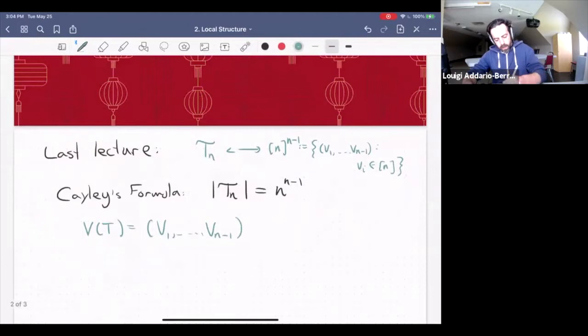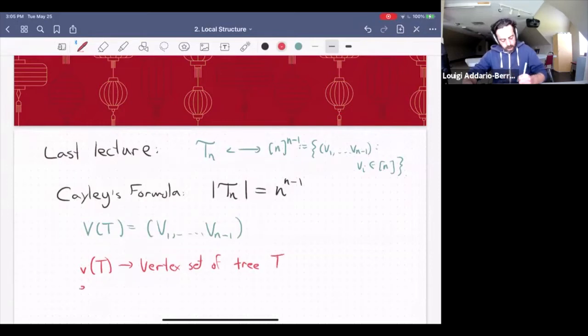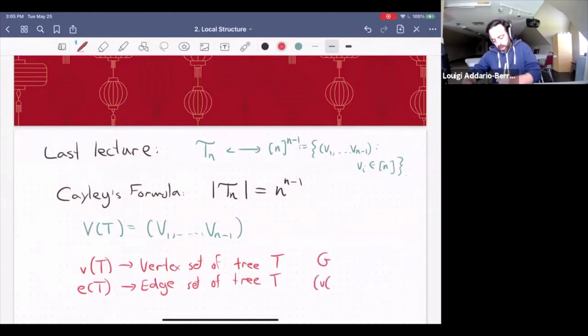Separately, I'll write little v of t for the vertex set of the tree t, or more generally little v of g for the vertex set of a graph, and e of t for the edge set of that tree. Similarly for a graph G, we'll write v of g and e of g for the vertex set and edge set.